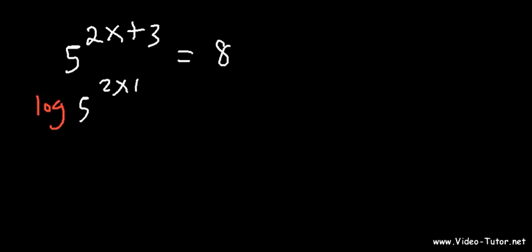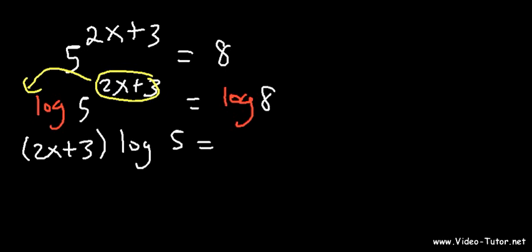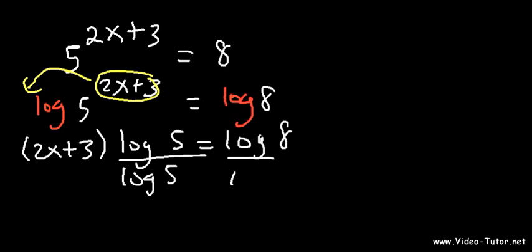So let's say we have 5 raised to the 2x plus 3, and let's say that's equal to 8. So once again, take the log of both sides. So log 5 to the 2x plus 3 is equal to log 8. Next, move this exponent to the front. So it's 2x plus 3 times log 5 is equal to log 8. Now, don't distribute the log 5. Instead, divide both sides by log 5. So these cancel. Once you do that, we no longer have parentheses.